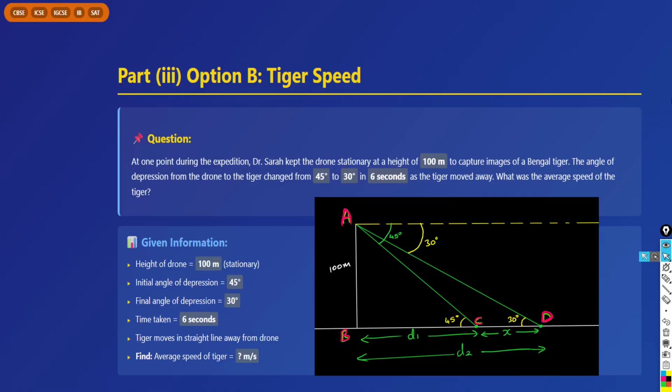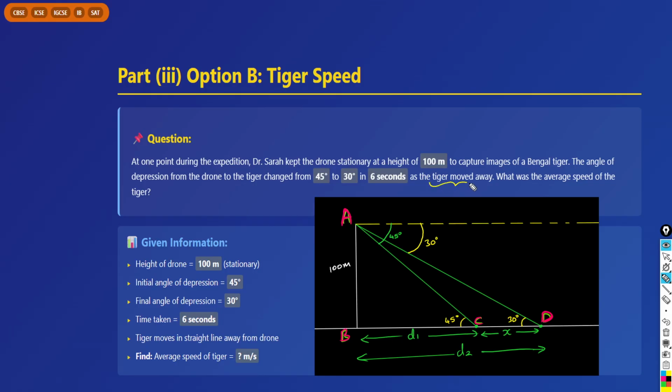Now, at one point during the expedition, Dr. Sarah kept the drone stationary at a height of 100 meter to capture images of a Bengal tiger. The angle of depression of the drone to the tiger changed from 45 to 30 in 6 seconds, only because the tiger was initially at point C and now the tiger moved away to point D.